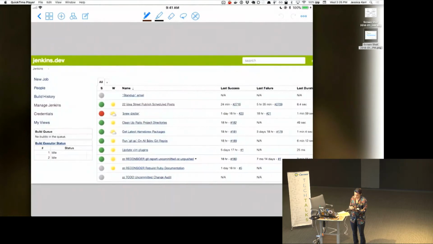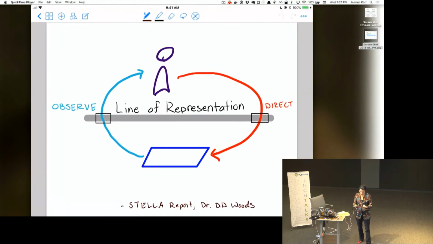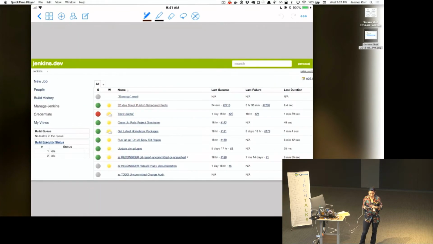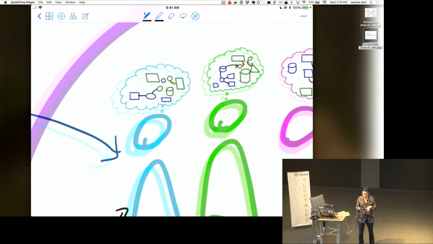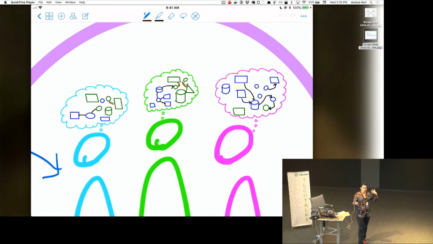That line of representation concept is from this Stella report, which I highly recommend. It's in the references at the end. But it points out how we learn about the system that we're working in. Because it turns out to be really hard to form a model of the software and how it works. And if we're going to change the software, if we're going to increase its value, we need to have some understanding of how it works so that we can reason about what effect this change will have.